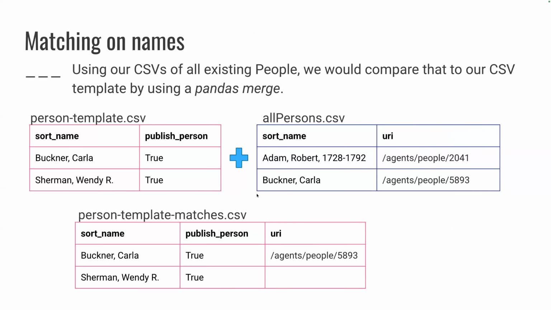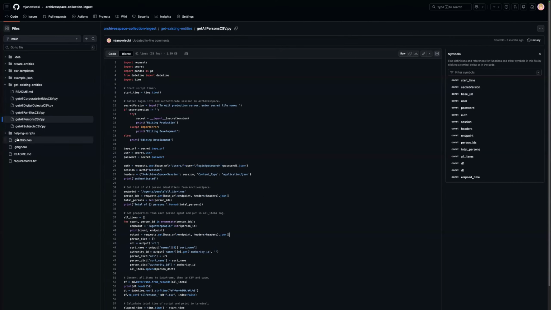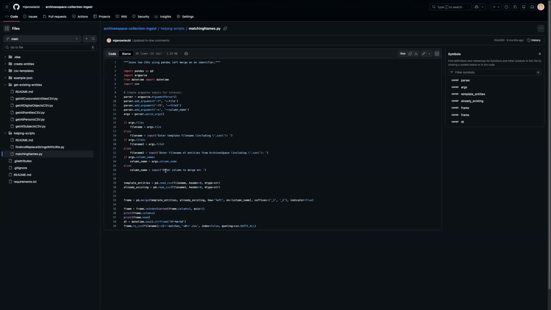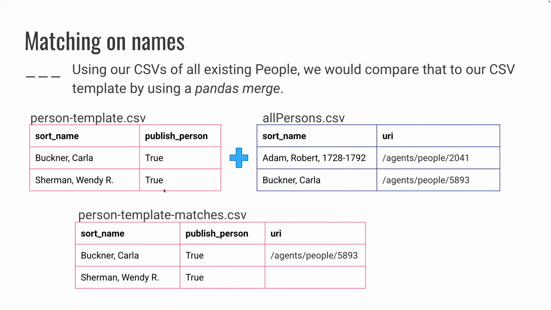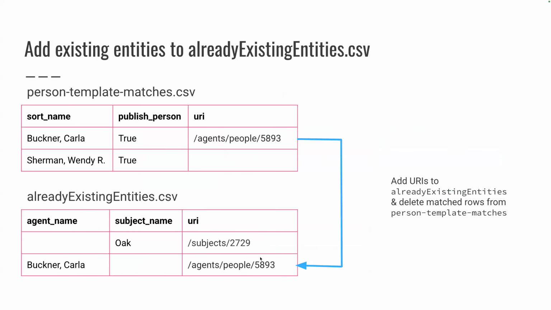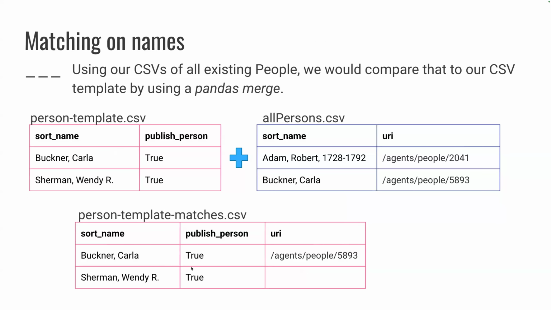So after you get all of those, you will use a script that I wrote, and it's in this folder called helping scripts, which are scripts that are not directly interacting with ArchivesSpace, but help you with the process. So this is like matching names. In this one, for instance, if they filled out the person template and they have these names, the script will see which ones are in all persons, and using a pandas merge like in that script I just showed you, the URI will pop up, if it finds it.